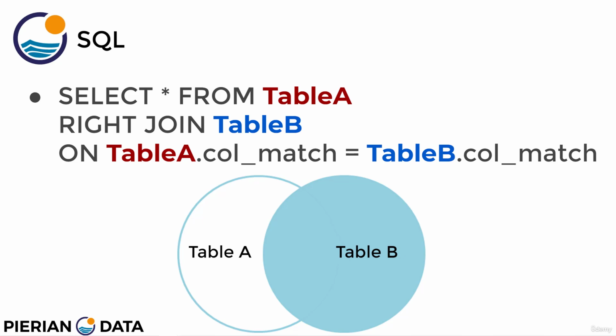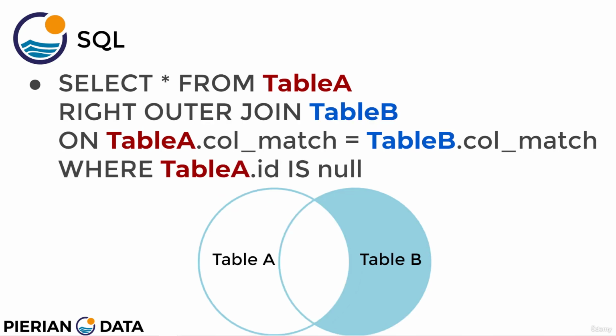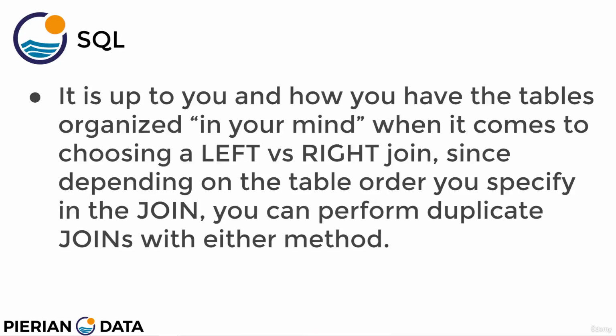And keep in mind, you can do either right outer join or right join. They both work fine. Just like we could with a left outer join, you can also add a clarifying where statement, something like where table A.id is null, to clarify that you only want rows that can be found exclusively in table B and are not found in table A. So it's really up to you and how you have the tables organized, quote unquote, in your mind when it comes to choosing a left versus a right join.